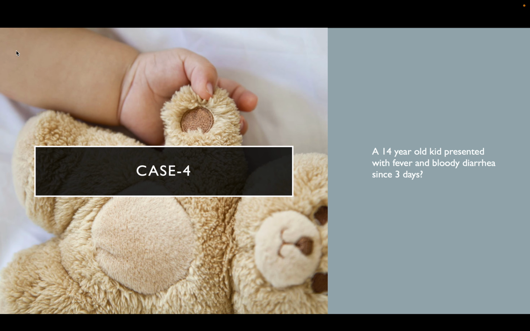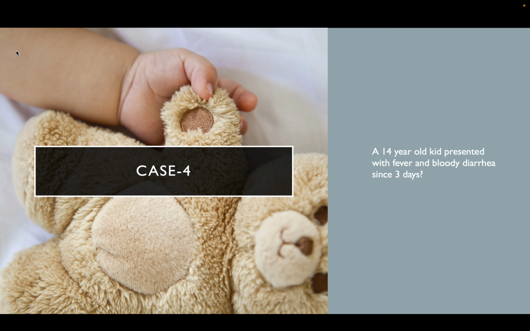A 14-year-old kid presents with fever and bloody diarrhea since 3 days. What is this case? You might think a large bowel diarrhea is there along with fever. Mostly it is an invasive, inflammatory kind of diarrhea where some organism is infecting the intestinal epithelium. That is true, because fever is most commonly seen in inflammatory diarrheas rather than non-inflammatory ones, most of which are viral, like rotavirus and norovirus, or due to some toxin-producing organisms.